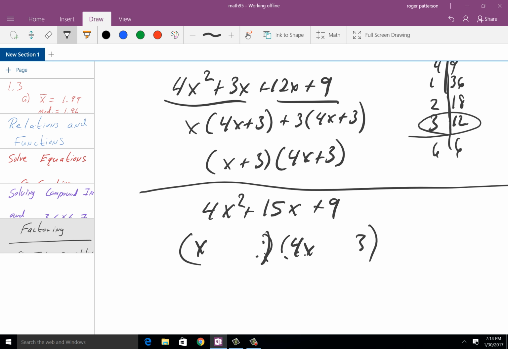Okay, now I'm going to try a 3 and 3 and see if that works. What does that give us? 12. What does that give us? 3x. Oh, hey, 12 and 3x, what does that add up to? 18. There it is.